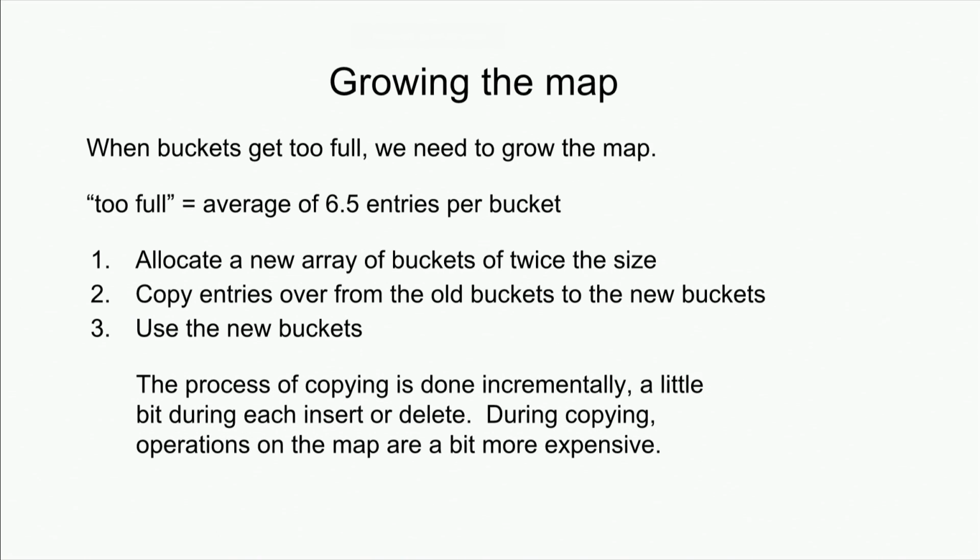So the way we do it is we allocate a new array of buckets. It'll be twice as big as the old array of buckets, so hopefully we'll only have half as many entries per bucket. We copy over all those entries from the old buckets into the new buckets, and then once we're done that copy, we can throw away the old buckets, and then we use the new buckets that are now twice as big. And then we keep doing that, and if you keep inserting, eventually that'll happen again, and you'll grow it again, twice as big.